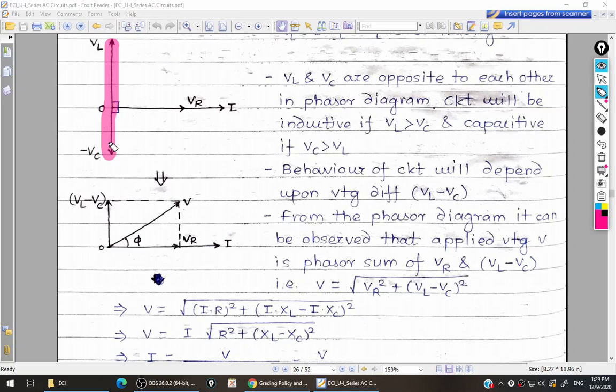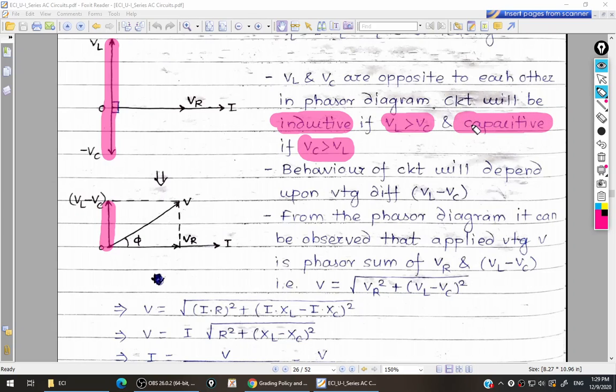Whether your circuit will be resistive, inductive or capacitive will be decided by the values of VL and VC. Suppose your VL is greater than VC, means voltage across inductor is higher than voltage across capacitor, so your resultant phasor will be in the positive direction. It means what? When your VL is greater than VC, the overall circuit will be inductive. Similarly, if your VC is greater than VL, means voltage across capacitor is higher, then your circuit will be capacitive.